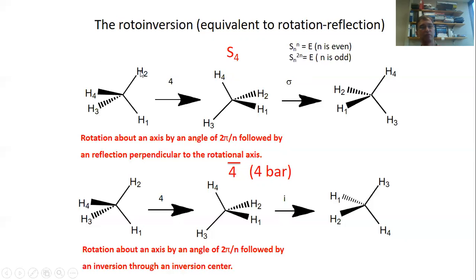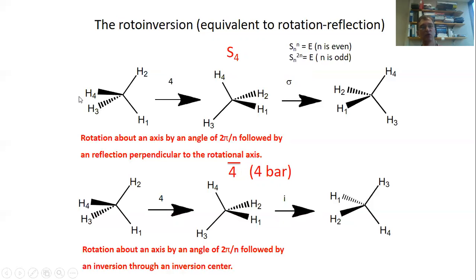You see that this methane molecule has four different hydrogen atoms. They are labeled H1, H2, H3, and H4. So as we rotate and reflect, we first rotate, and by convention, we rotate counterclockwise. That is actually also true for a proper rotation. Whether we rotate properly or improperly, by convention, we always rotate counterclockwise. So as we do this here, we rotate 90 degrees counterclockwise.